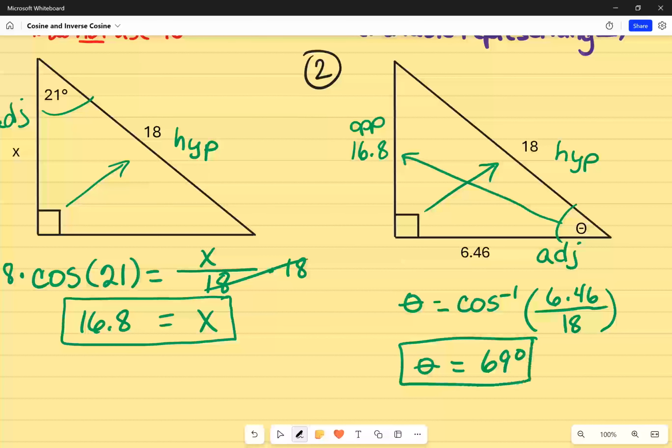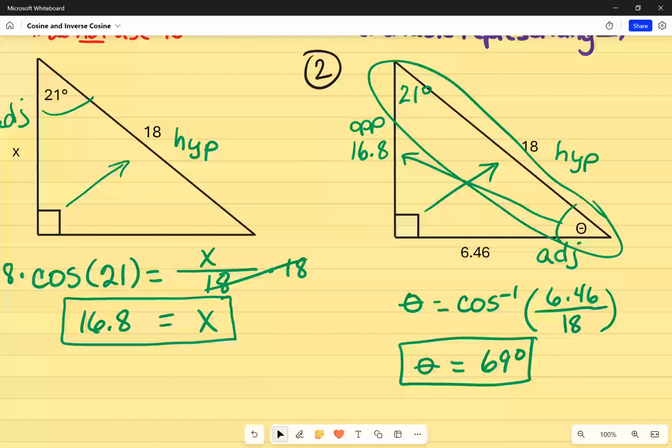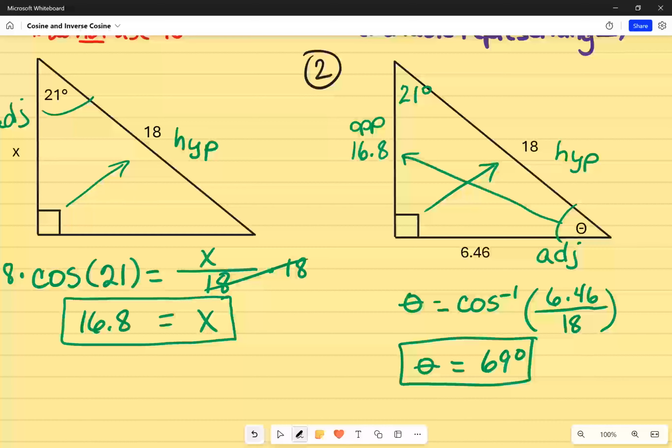And that makes sense because, again, if this is the same triangle, those two angles will have to add together to give me 90 degrees. So 69 plus 21 are in fact complementary angles.